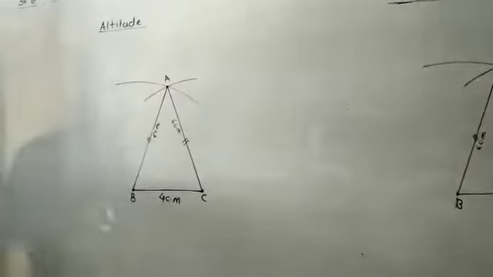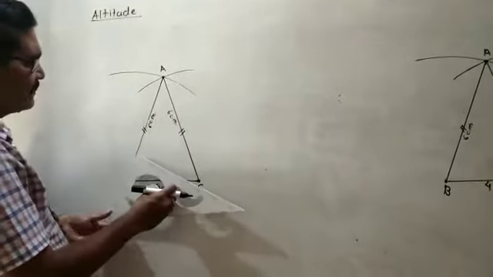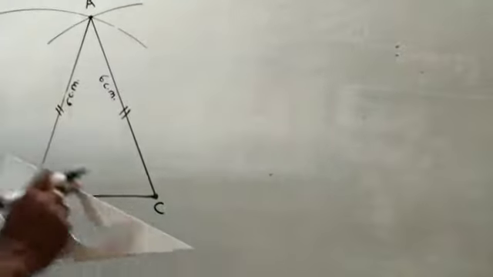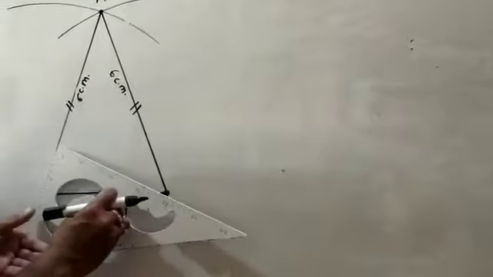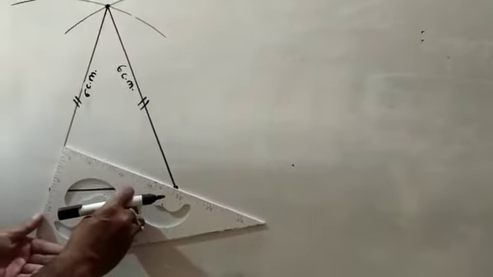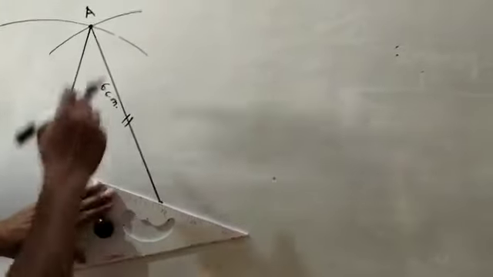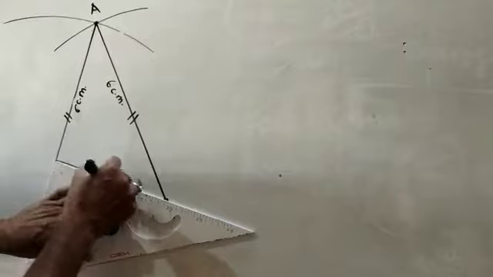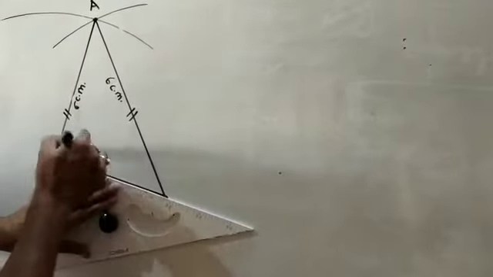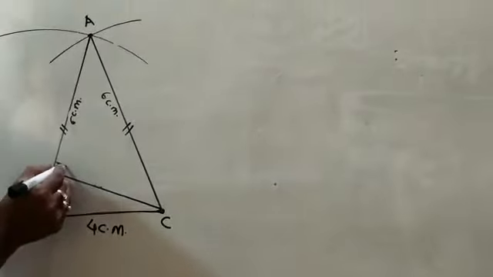So here if you want to draw the altitude, at that time if this one is the base, you have to adjust the set square like this. Means this side has to match with this side and this line has to intersect the point C. So you have to adjust this like this, and you have to draw the perpendicular to this side. Here in this way you have to adjust the set square and draw the perpendicular. Here a 90-degree angle will form.